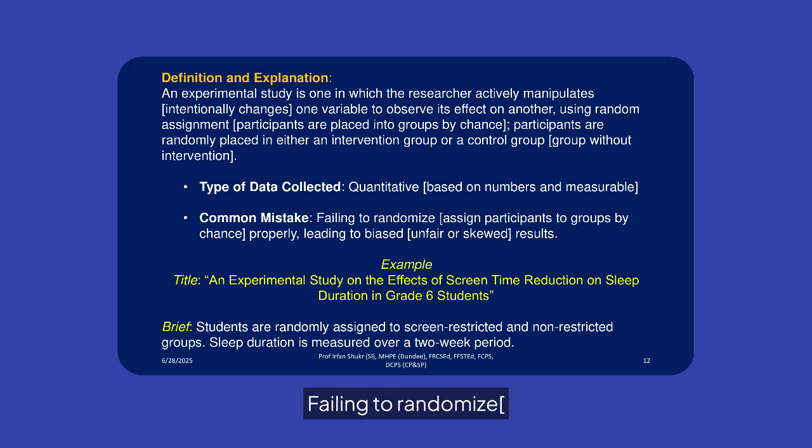Common mistake: failing to randomize, assign participants to groups by chance properly, leading to biased, unfair, or skewed results. Example: title, an experimental study on the effects of screen time reduction on sleep duration in grade 6 students. Brief: students are randomly assigned to screen-restricted and non-restricted groups. Sleep duration is measured over a 2-week period.